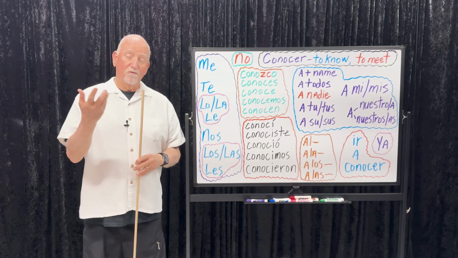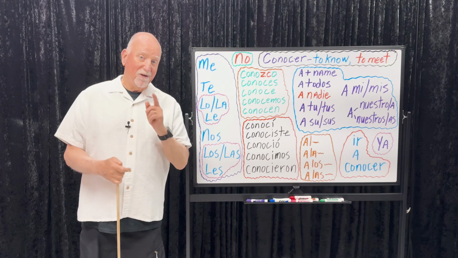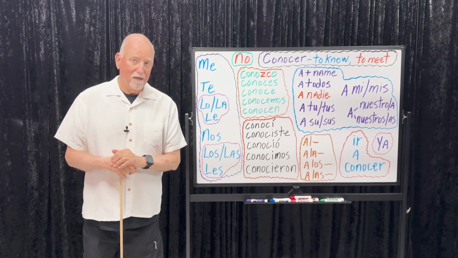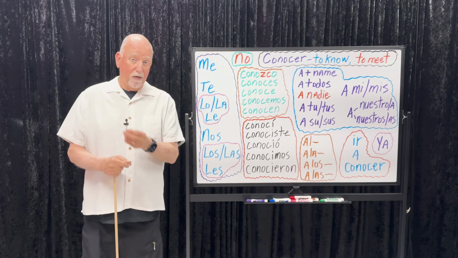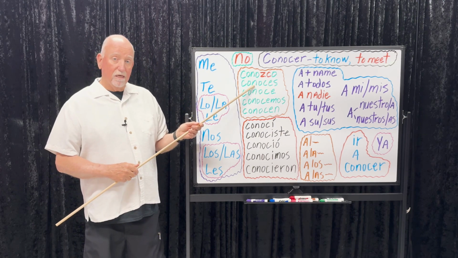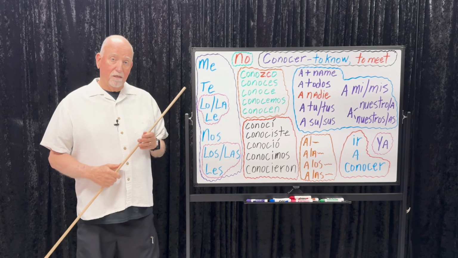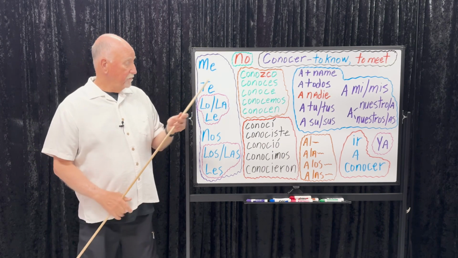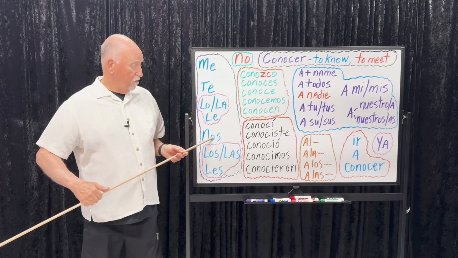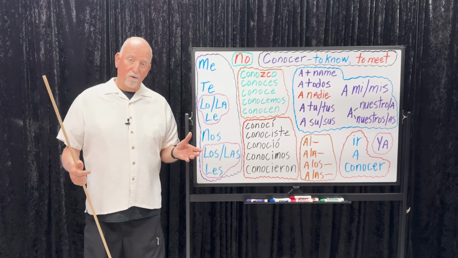You could put the yo in front. Yo te conozco. I know you. You don't know me. You could go with a tú, the subject pronoun. Tú no me conoces. Do they know us? Us would be nos. Nos conocen. Do they know us?